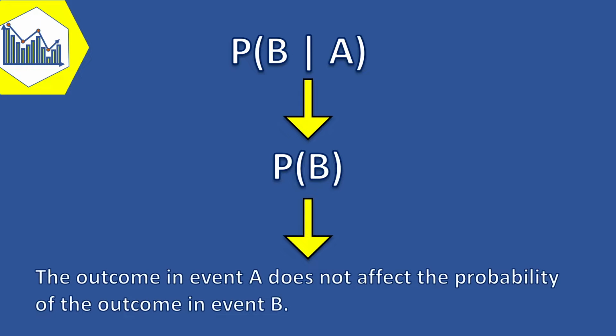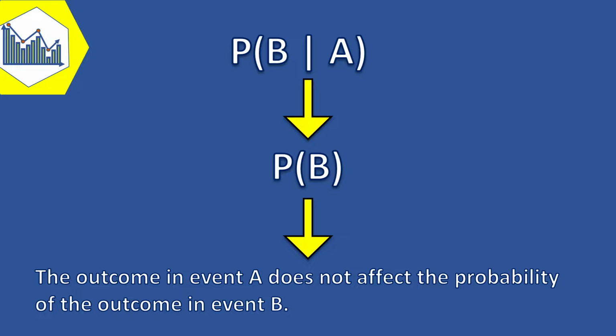In some cases, the conditional probability of B given A might equal the probability of B. In this special case, knowledge that the outcome of the experiment is in event A does not affect the probability that the outcome is in event B.